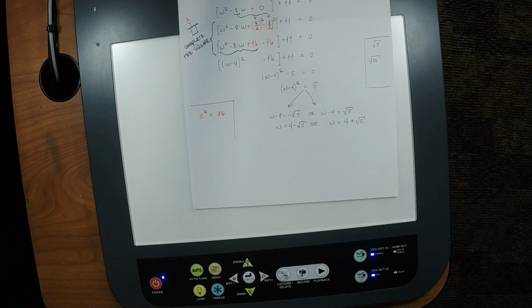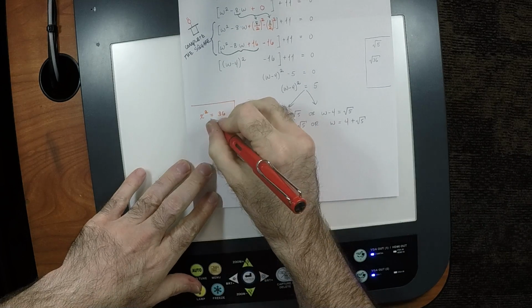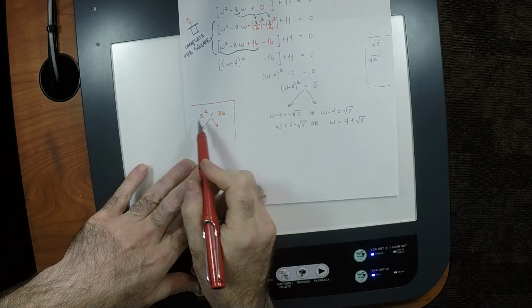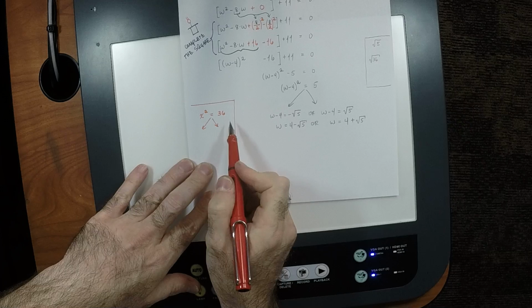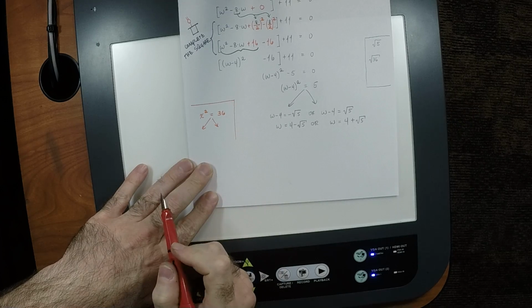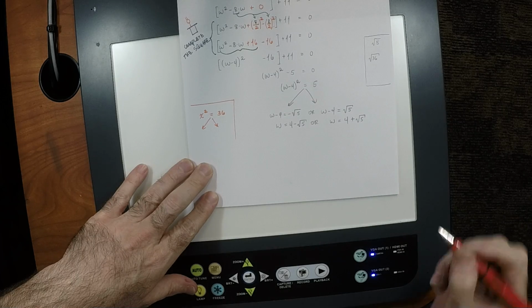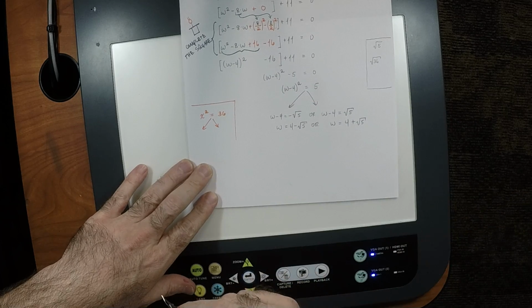So that equation right there would split into two possibilities. We're squaring something and it's going to become 36. So what's one of the possibilities? Square root of 36, or 6, or negative, yeah.